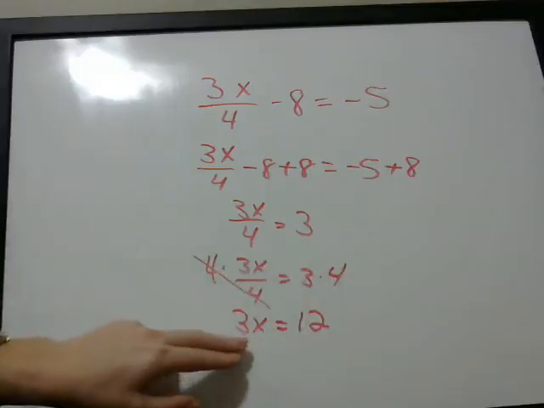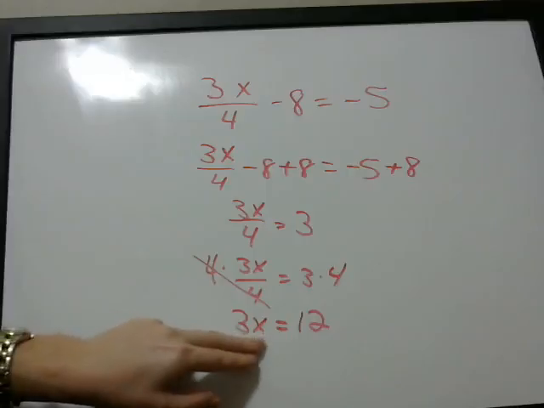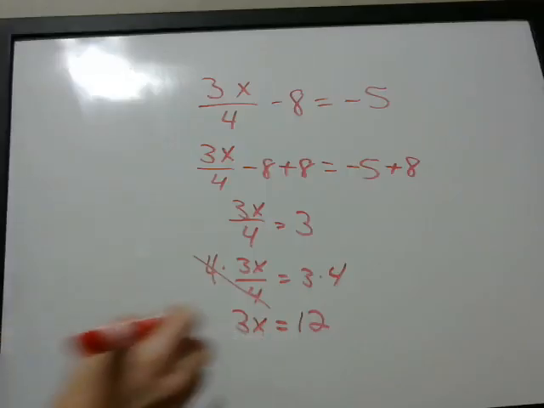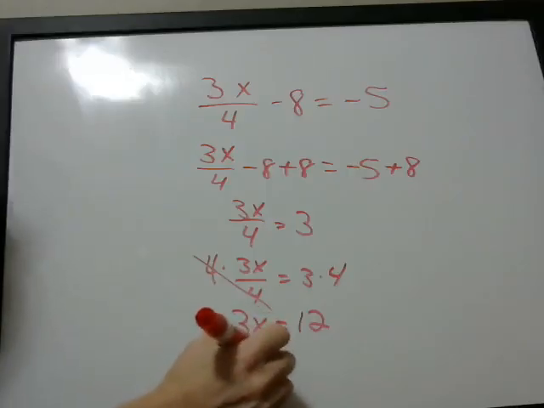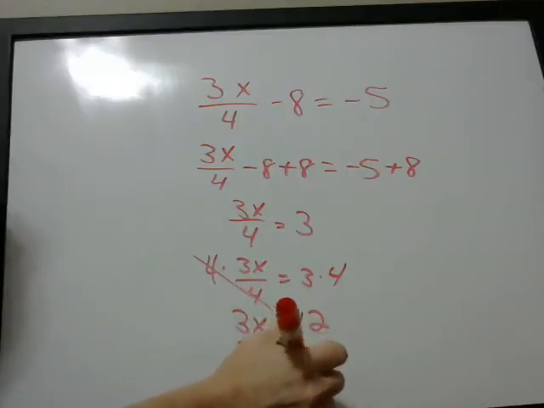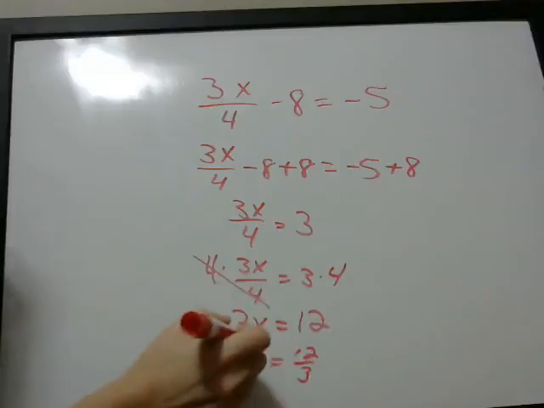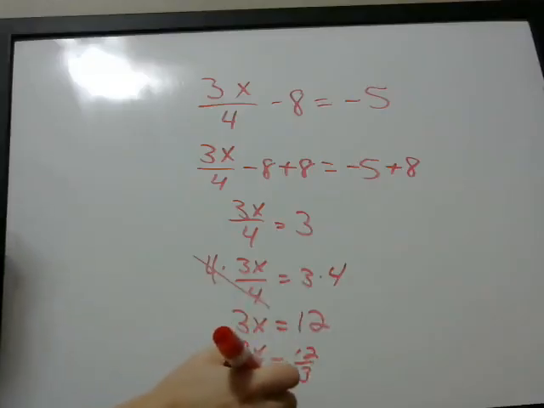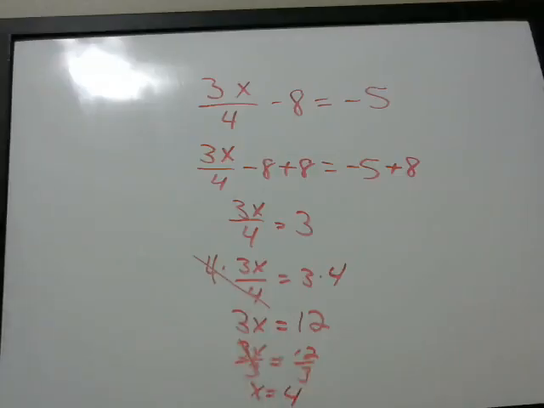So now we still need to get rid of this 3 because we want x by itself. So this is 3 times x. In order to get rid of that, you're going to divide by 3. If you divide one side by 3, you have to divide the other side by 3. So you're going to end up with, these will cancel, x equals 12 divided by 3 is 4. So that's the answer to the problem. x equals 4.